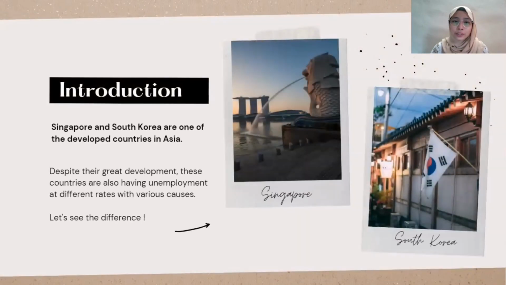So, as an introduction, Singapore and South Korea are among the developed countries in Asia. Despite their great development, these countries also have unemployment at different rates with various causes. So let's see the difference.